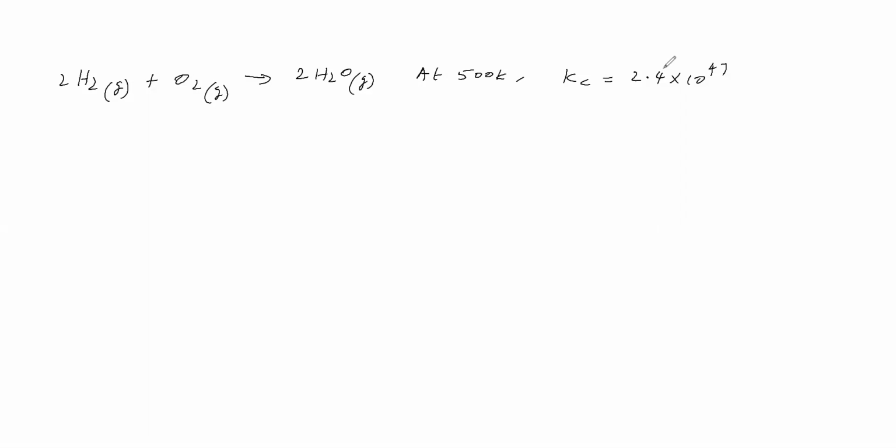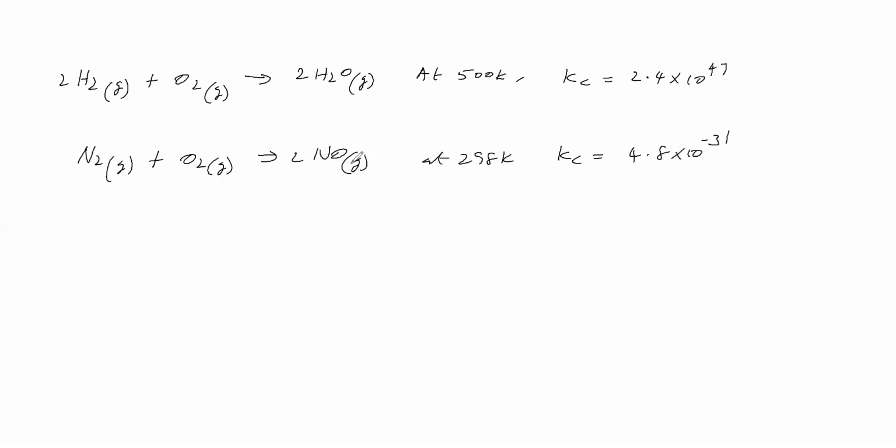Next, we will take one reaction: N2 gas plus O2 gas gives 2NO gas. This is at 298 Kelvin. At 298 Kelvin, the equilibrium constant is 4.8 into 10 power minus 31 for this reaction.